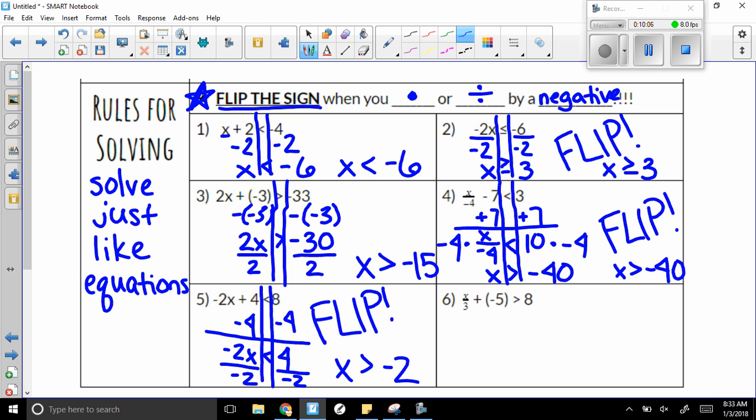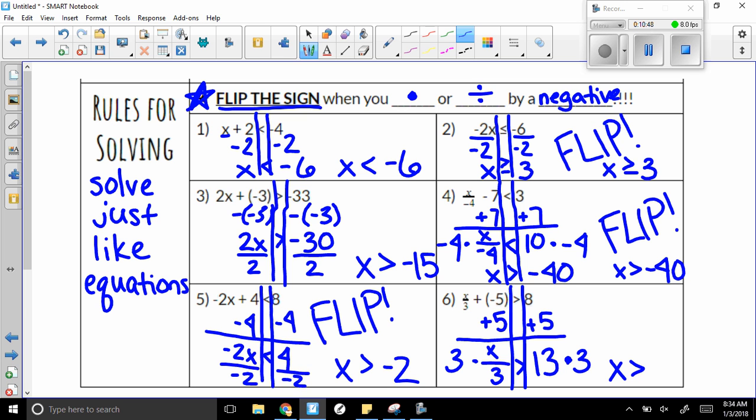Last one here. So first thing I'm going to do is get rid of adding negative 5. Now, in example number 3, if I add a negative, I can subtract the negative to get rid of it. The other way you can think about it is, how do you get rid of a negative 5? Well, you would add a positive 5. Both ways will get you the correct answer here. Haven't multiplied or divided by a negative yet, so I'm going to keep that greater than. And 8 plus 5 is 13. When I multiply by 3 to get rid of that dividing, I don't need to flip anything because that was a positive 3. So I'm going to get x is greater than 39.